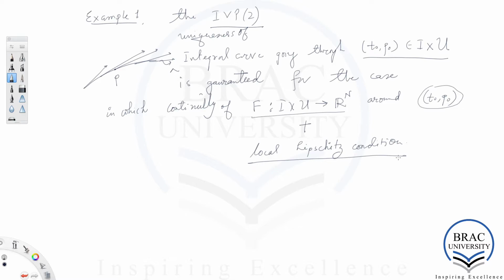So why do we need the local Lipschitz condition? Because we want the integral curve to be unique. The integral curve solving the IVP should be unique as well. It should exist, and it exists because of the continuity of the vector field around the initial point. Now we add some additional condition, which is a local Lipschitz condition, and then we'll see that this integral curve not only exists but is also unique. And what is this Lipschitz condition? So here it is.